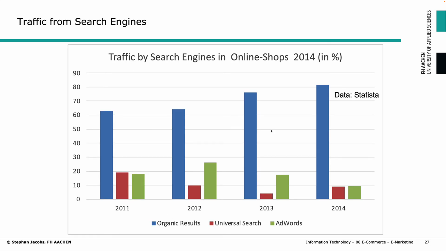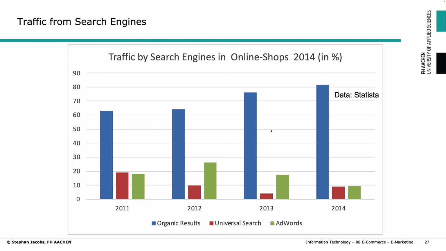Finally, let's have a look at traffic from search engines. Again, this statistic is a little bit older. What you can see is if you compare the clicks on a web shop, where do these clicks come from? Most clicks do come from organic results. So SEO is simply an issue. And then you have in green the AdWords. That's what you paid for.